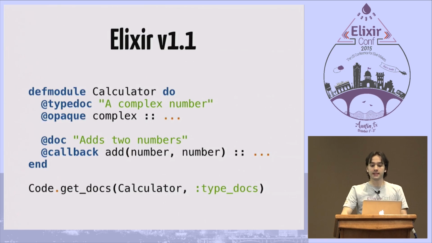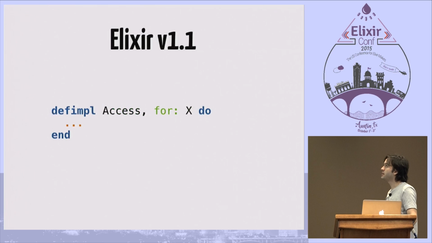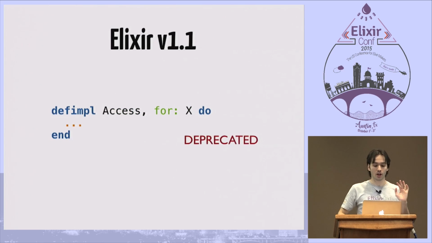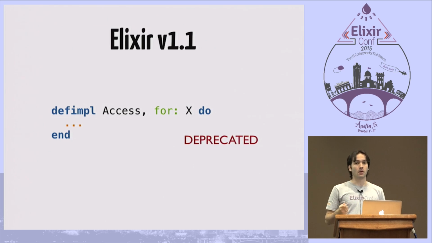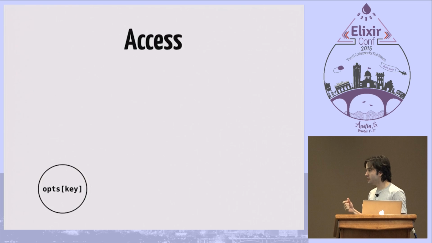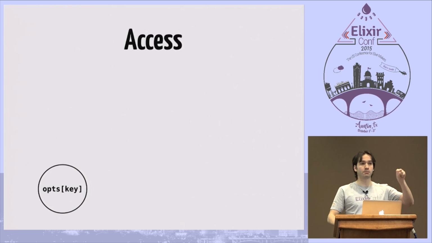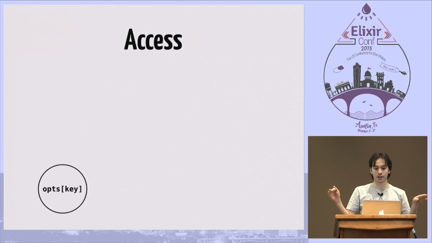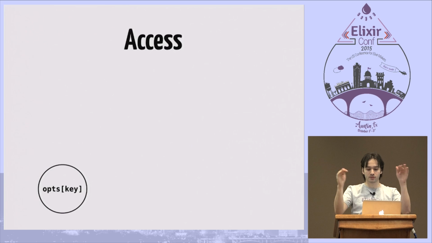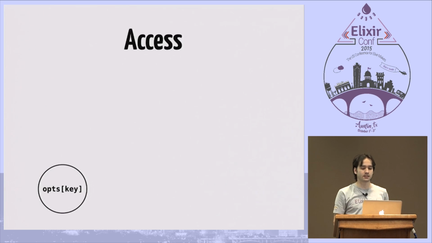Cool. And this was the only deprecation we had to do: the access protocol is deprecated, okay? I want to explain why it was deprecated and what changed. The access protocol is the thing that we use every time we use the options bracket key syntax, okay? So here you can think that I have a process, and that process is calling options bracket key. That's going to use the access protocol.